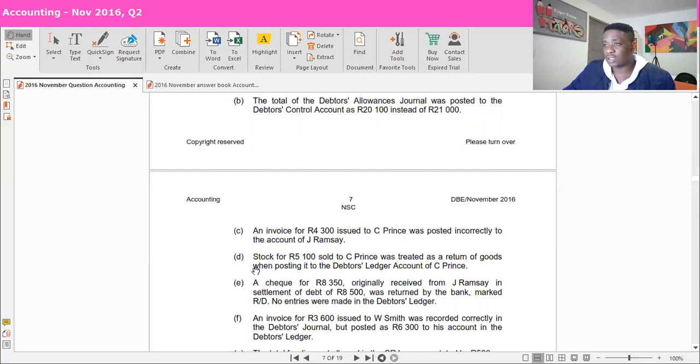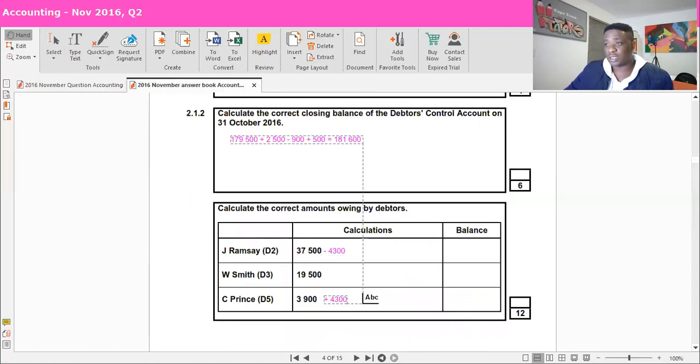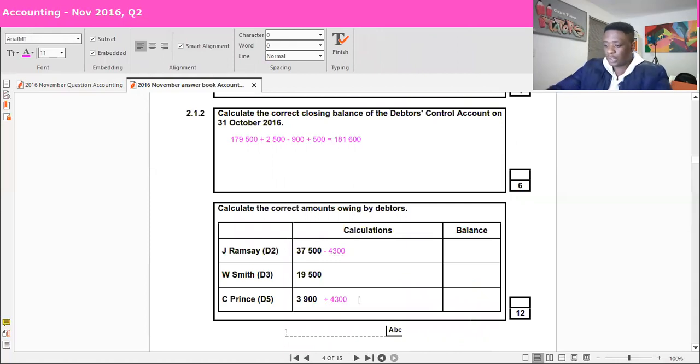Stock sold for 5,100 to C Prince was treated as a return of goods when posting to the debtor's ledger of C Prince. So if we treat it as return of goods, it means we subtract it instead of adding. So what you need to do is to add back so that you can cancel that return, and then after that we actually need to add in order to record the sale. So we'd go to C Prince's account and say plus 5,100, sorry, and then add another 5,100.